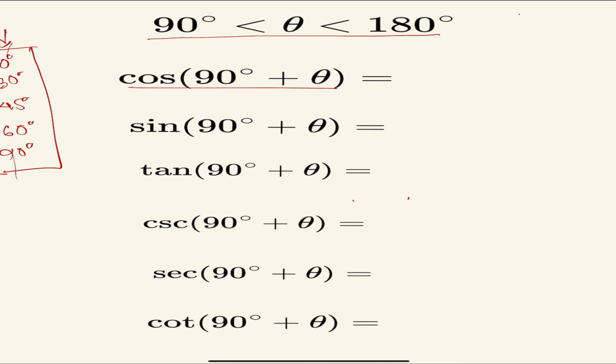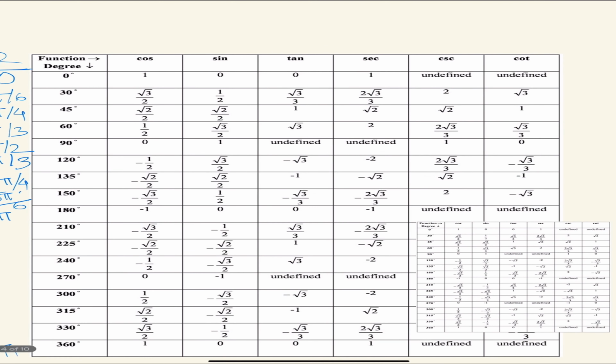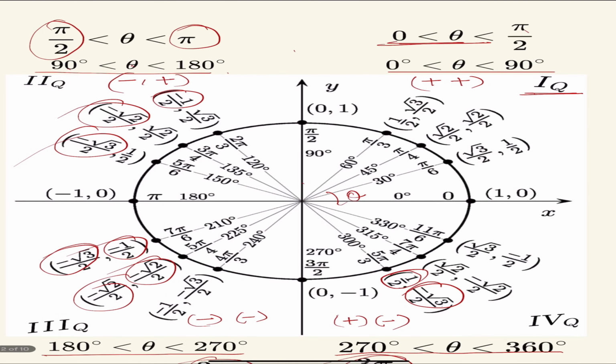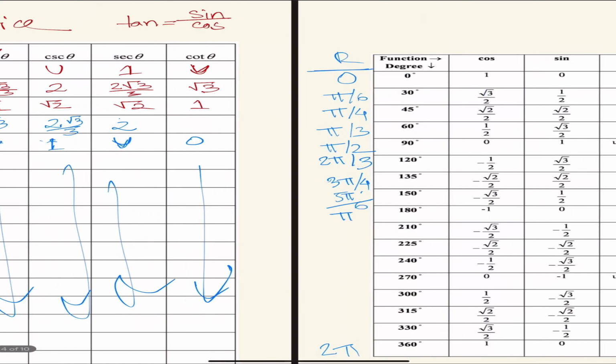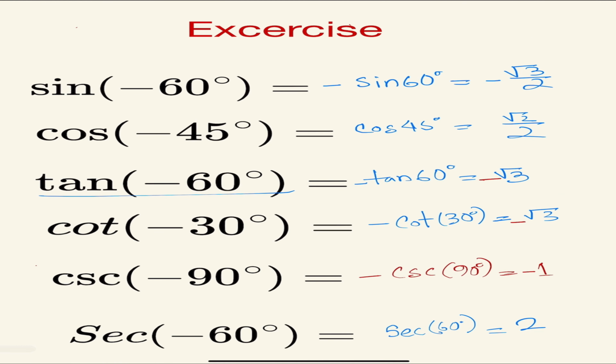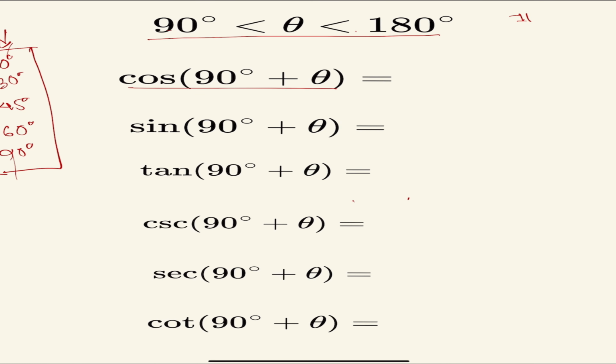So in the second quadrant, right? Second quadrant: theta is between 90 degrees and 180 degrees. What does it mean? It just means it is the second quadrant, right? Look, this is 90 degrees, and theta is more than 90 degrees and less than 180 degrees. You see, that means this is the second quadrant. So we can just write down second quadrant.